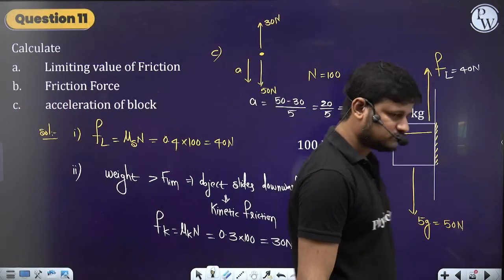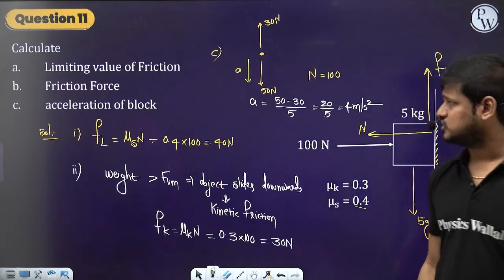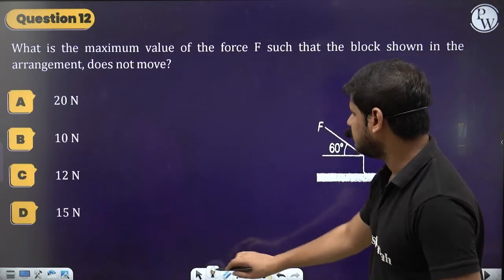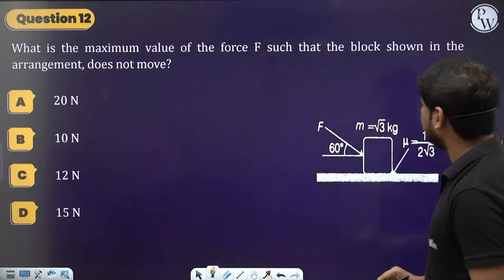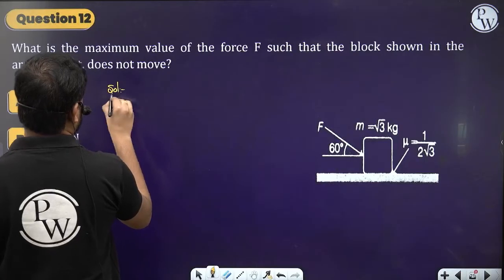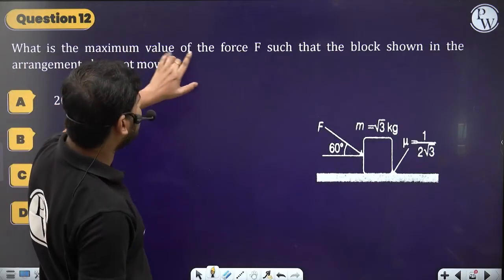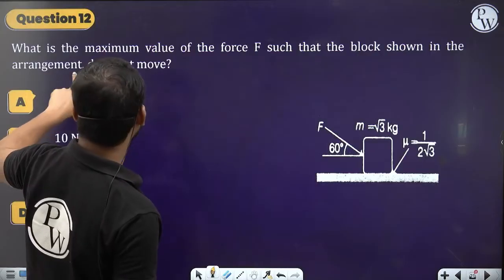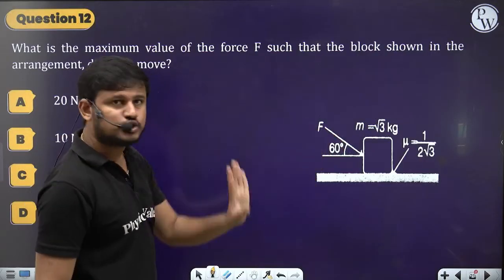Clear? Understood, guys? Next. So let's move further to the next question. What does the question say? What is the maximum value of the force F such that the block shown in the arrangement does not move? This block should not move.